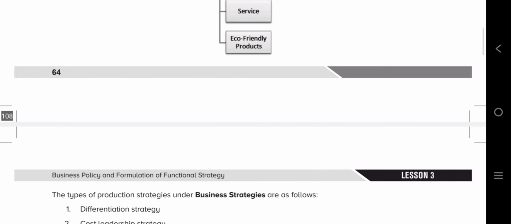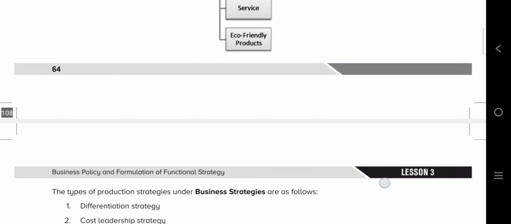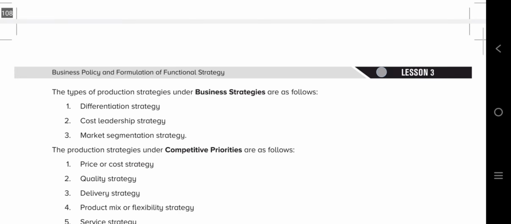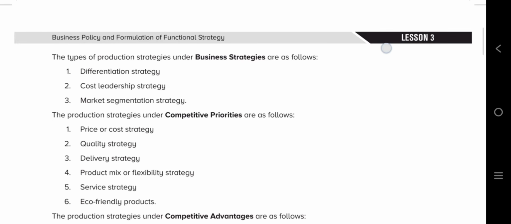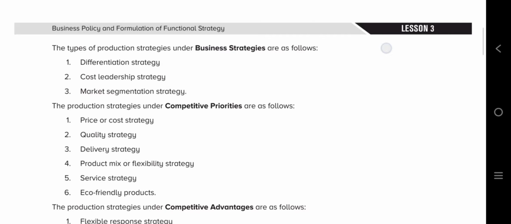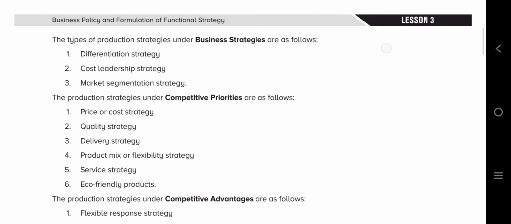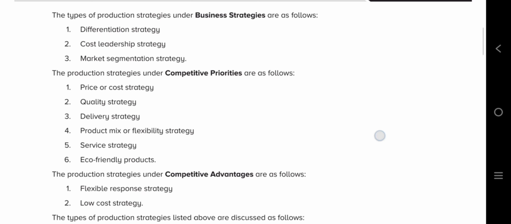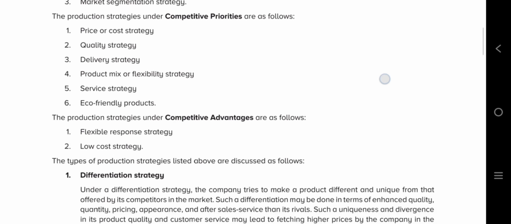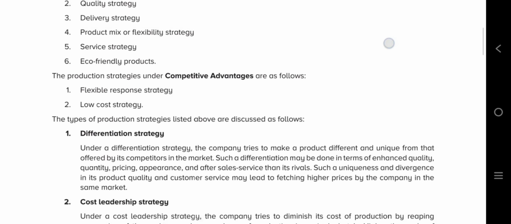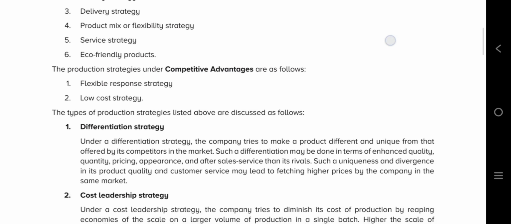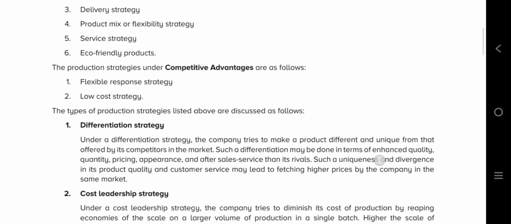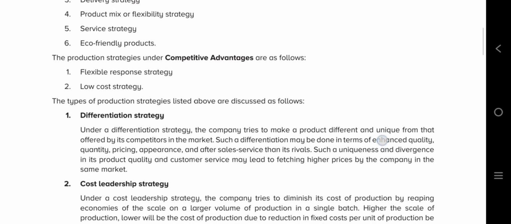Formulation of production strategy. In production strategy there are three types further. First is business, then competition. First, priority and advantage. Priority you can easily remember: priority means the customer, what they are giving priority to. And advantage means by what approach, as an organization, you are competing in the business. Competitive advantage: in comparison to your competitor, how you are competitively advantaged. And priority, different customers will give priority to different things.